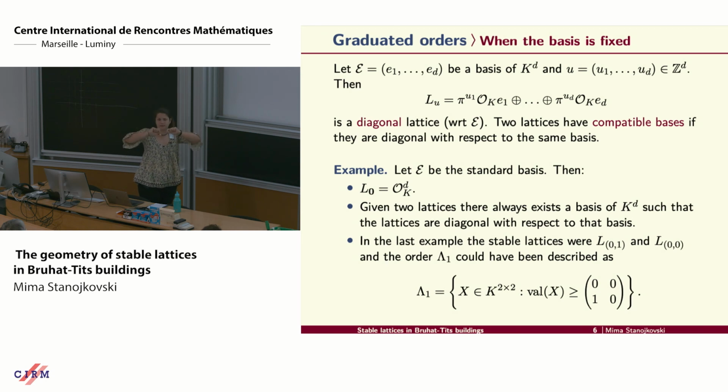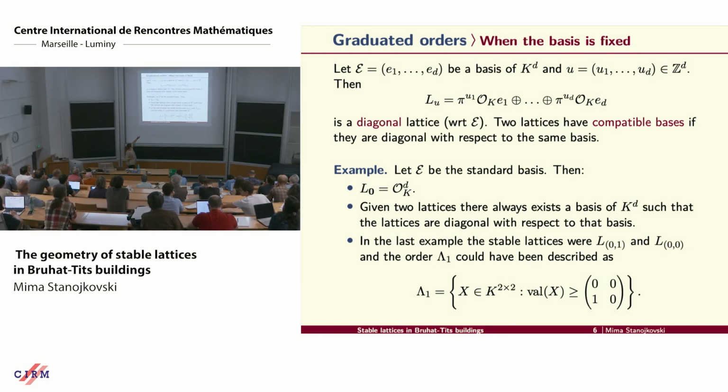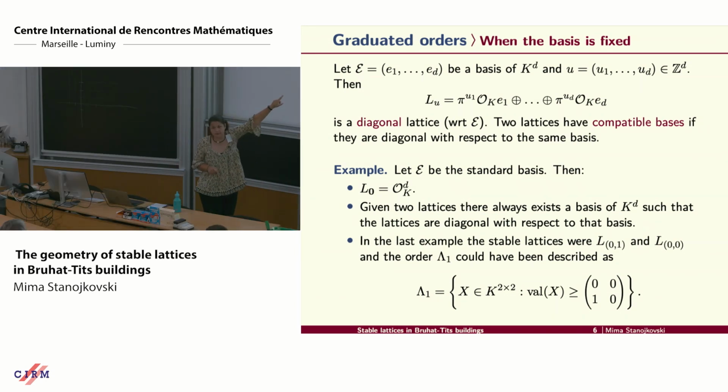So we can always find a basis such that we write the two lattices as diagonal with respect to this basis. And now, if you remember the example with the lambda 1 and lambda 2, the closed and non-closed order, we wrote down the homothetic class of the stable lattices. So two representatives are there of those classes. And we could have written them as L01 and L00 with respect to the standard basis. And the lambda 1 order, we could have written in this other form.